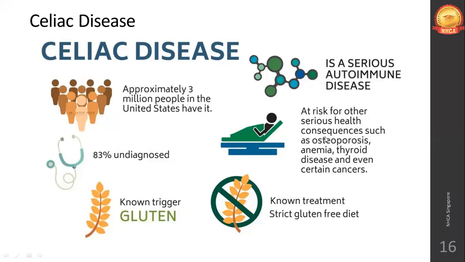And if the celiac disease is left untreated, means if you still continue having gluten while suffering from celiac disease, it could lead to other conditions like osteoporosis, anemia, thyroid disease, and certain cancers, because your intestine is not able to absorb quality nutrients.